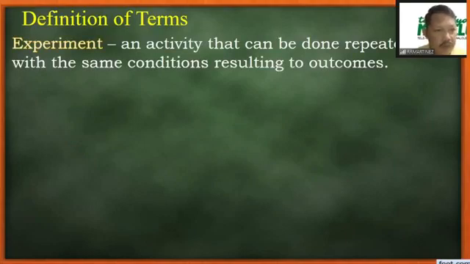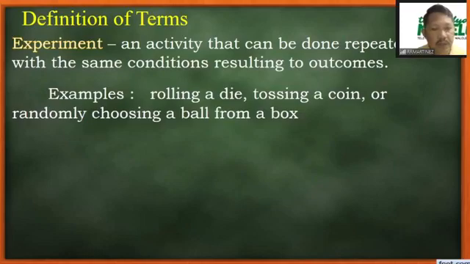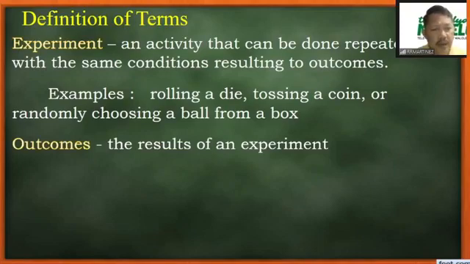This is a very important class because along the way of our discussion, you will encounter some of the terms here. Let us first start with experiment. An experiment is an activity that can be done repeatedly with the same condition, resulting in outcomes. Examples of an experiment: rolling a die, tossing a coin, or randomly choosing a ball from a box.